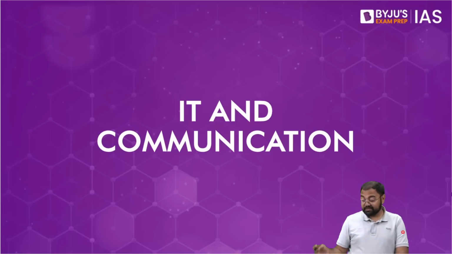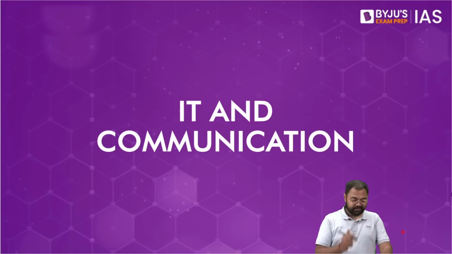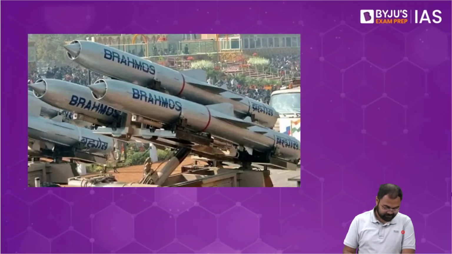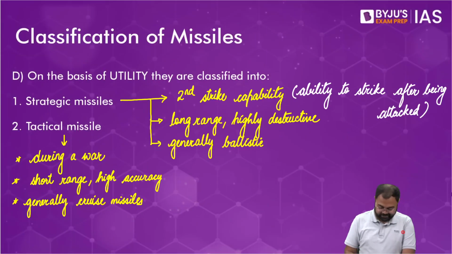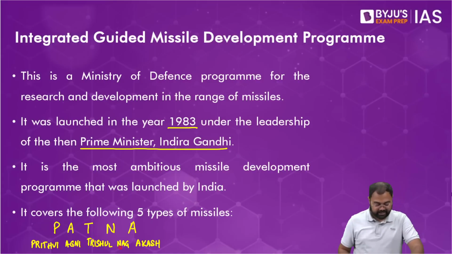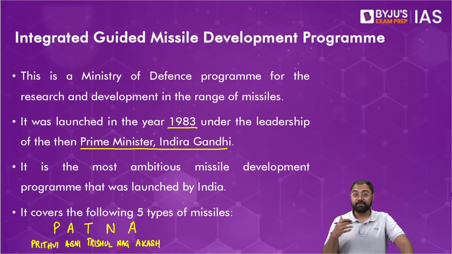Patna missile. There are no Patna missiles. I told you that. You have to read the things, listen to things carefully. These are Prithvi, Agni, Trishul, Nag, and Akash. I told you to remember them better. It's an acronym that you can use to remember the things.